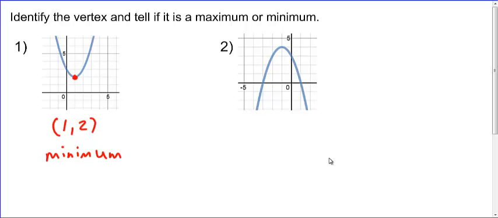Let's take a look at number 2. This time we have a parabola opening downward, and you can see that the vertex would be right here. And that ordered pair is, of course, -1 and 4, and that's the highest y value for the entire graph. So we would call that point a maximum.